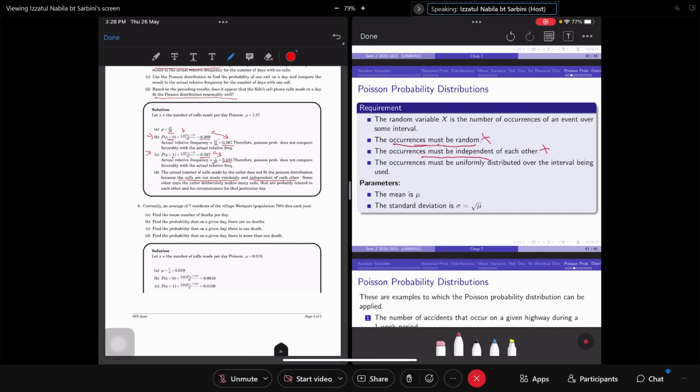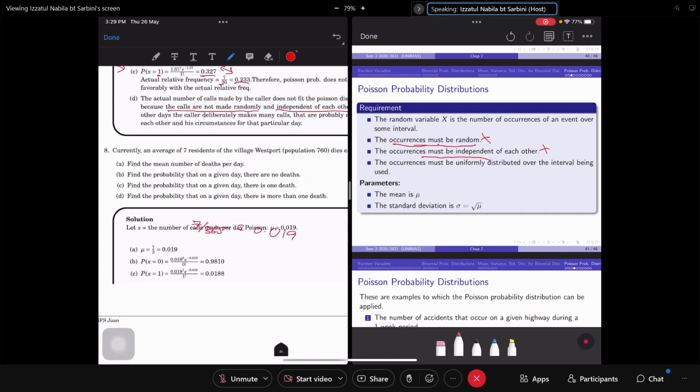Okay. So this 3 has to be divided by each year, right. So we consider we have 365 days per year. So this is supposed to be 7 divided by 365 because it is per year. So that's why you get 0.019 as the mean. Not 3, it is 365. Right? Now, question B. Okay, for the mean we just divide. We have 7 deaths per year. So 7 divided by 365.